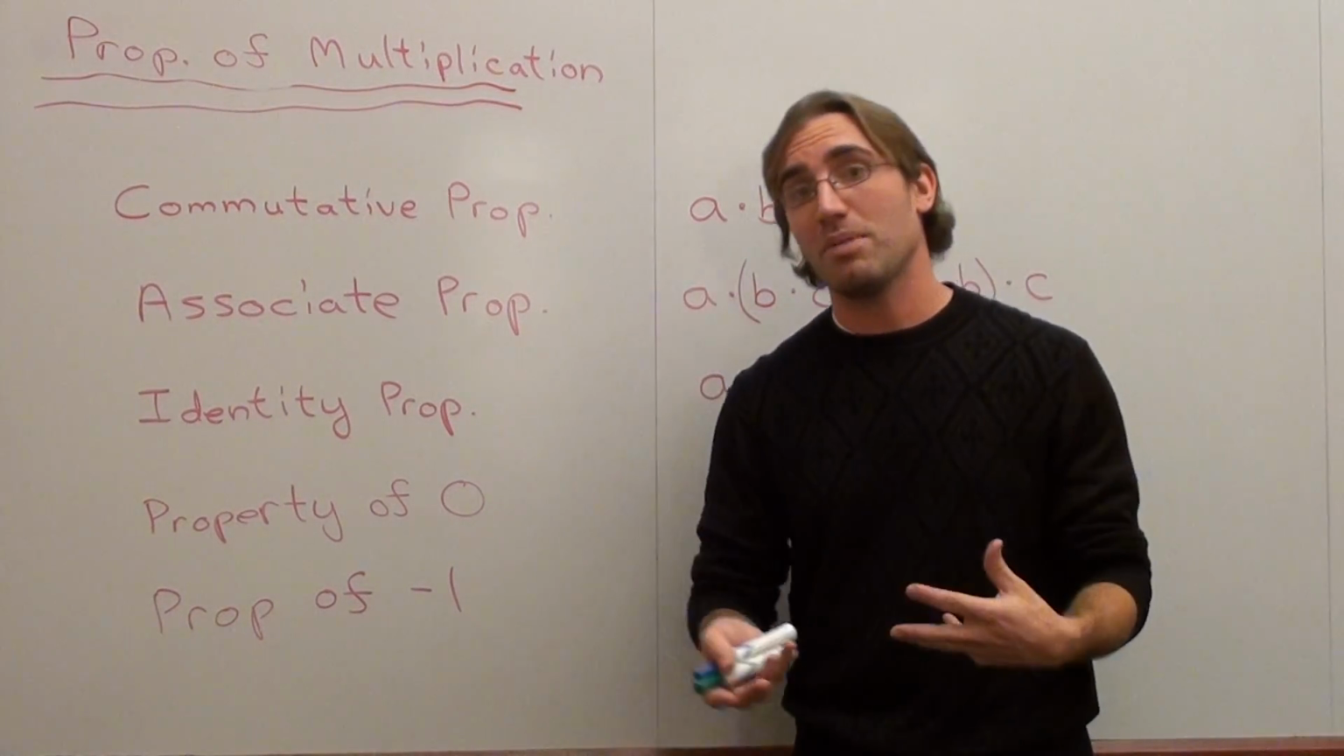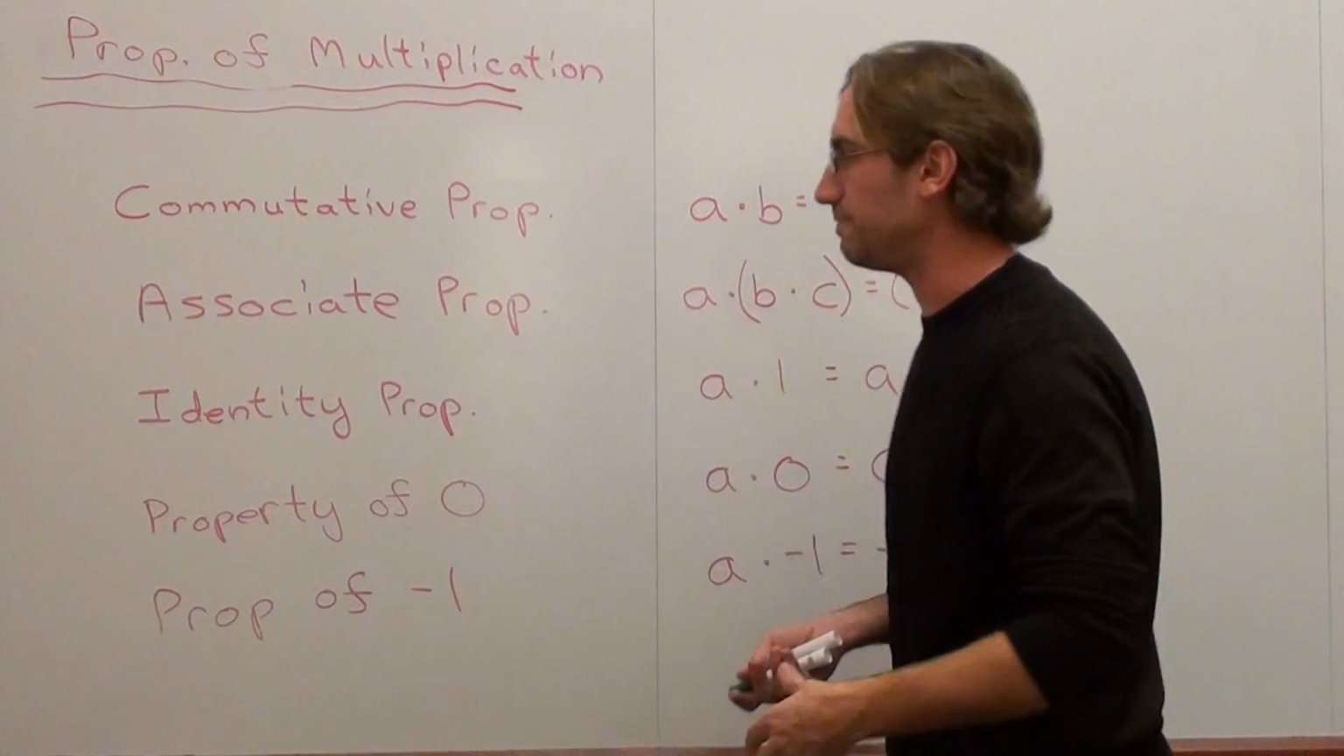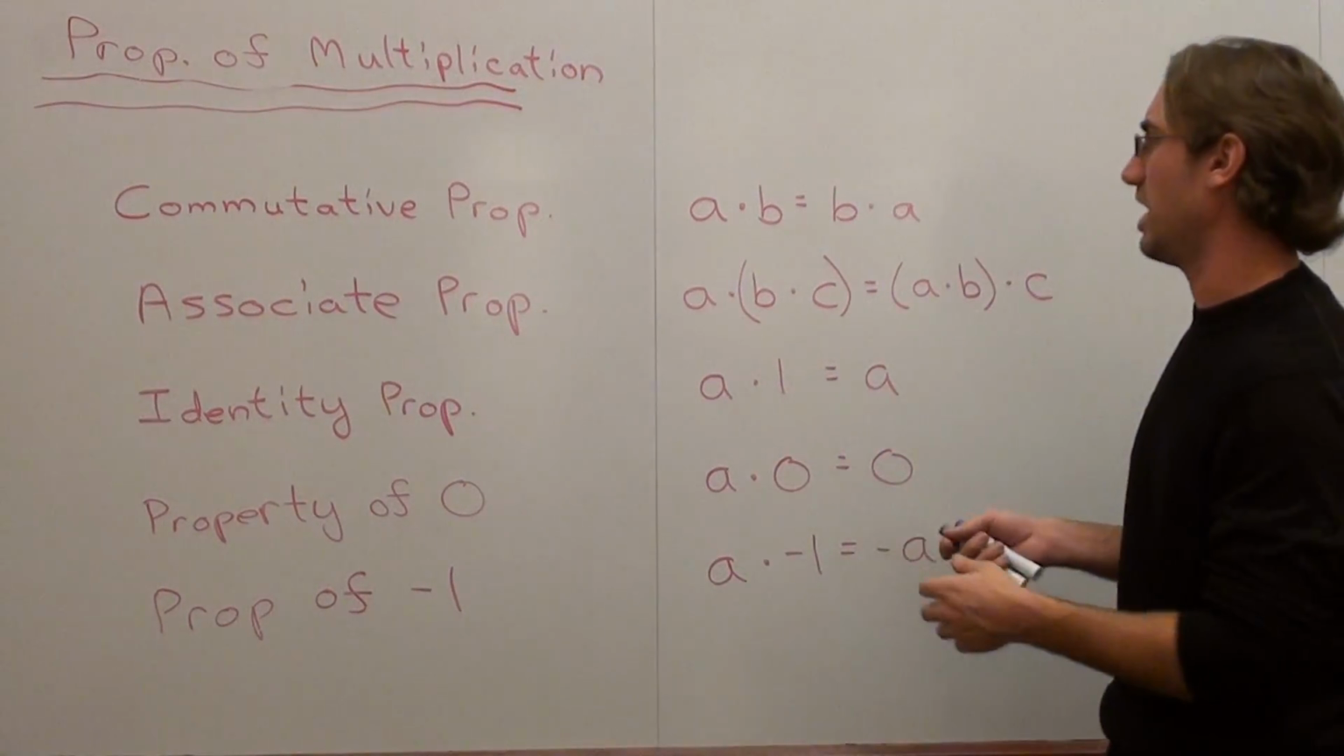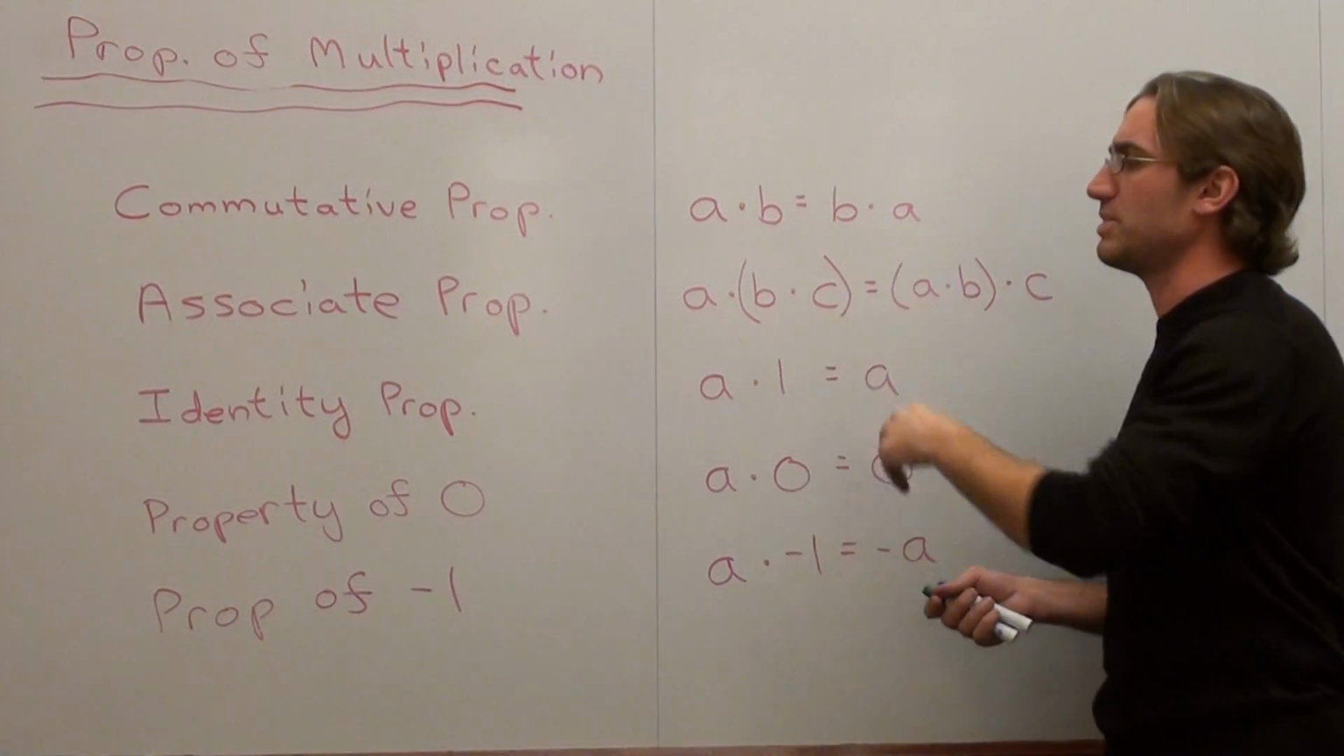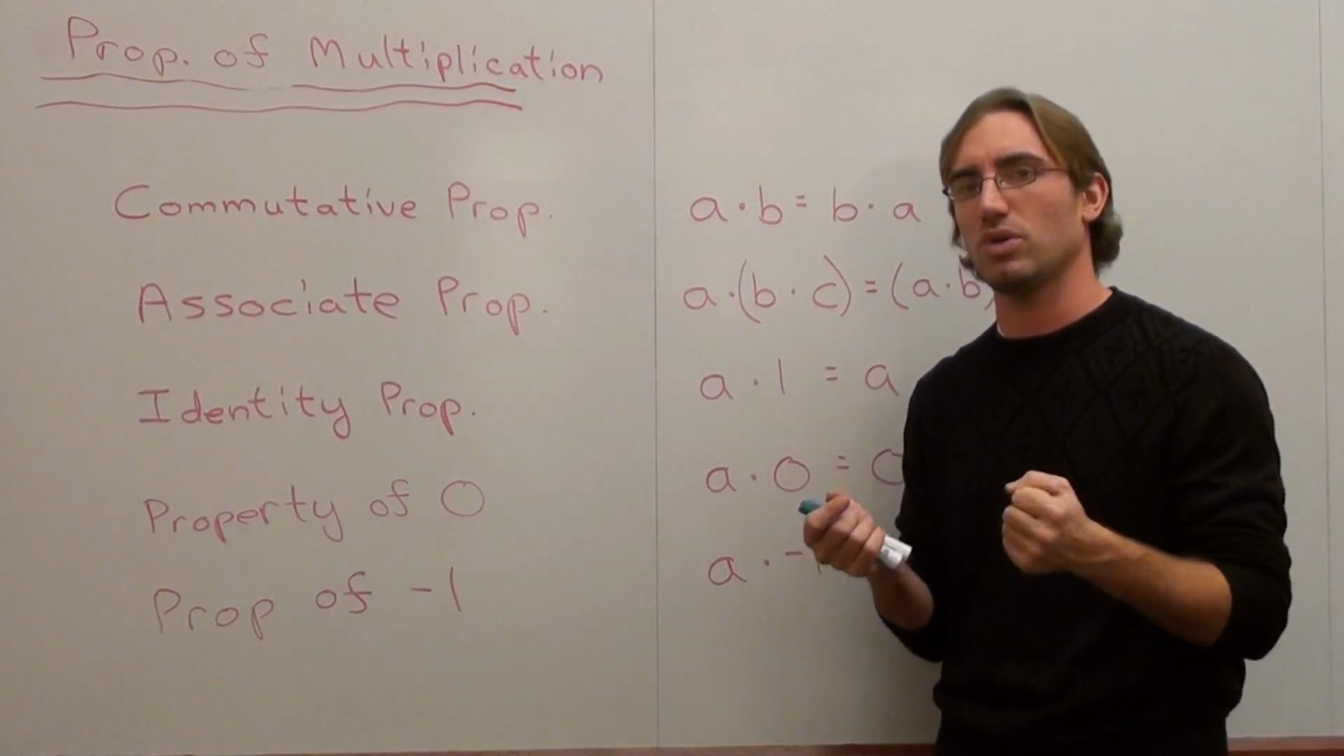So I'm going to talk about the properties of multiplication and how you actually use them. And the commutative property is still the same. It's a times b equals b times a. Before we were doing addition, but now we're doing multiplication.